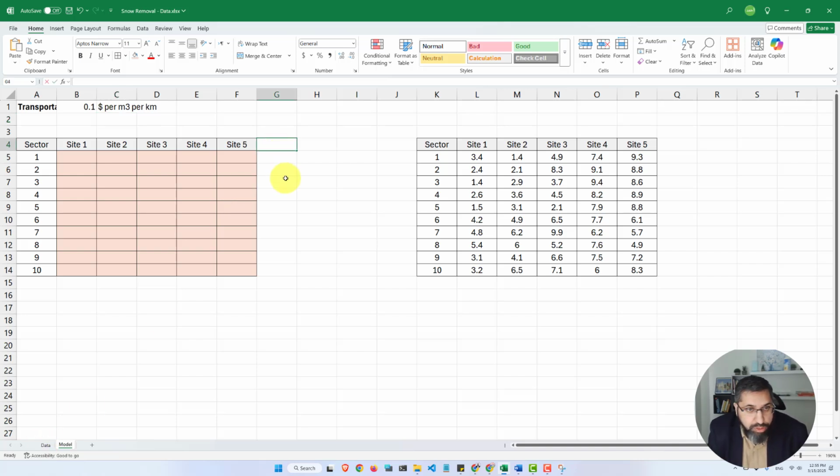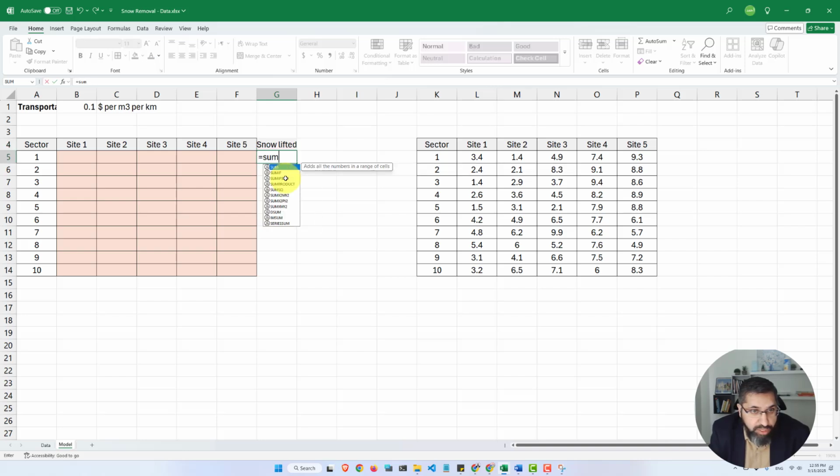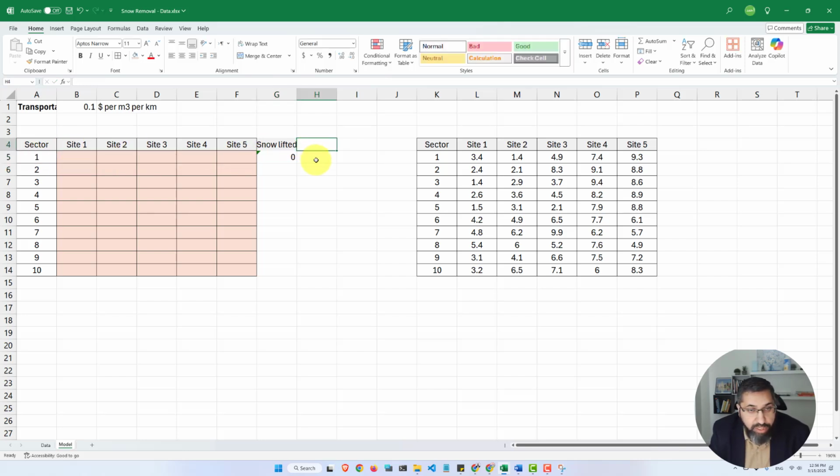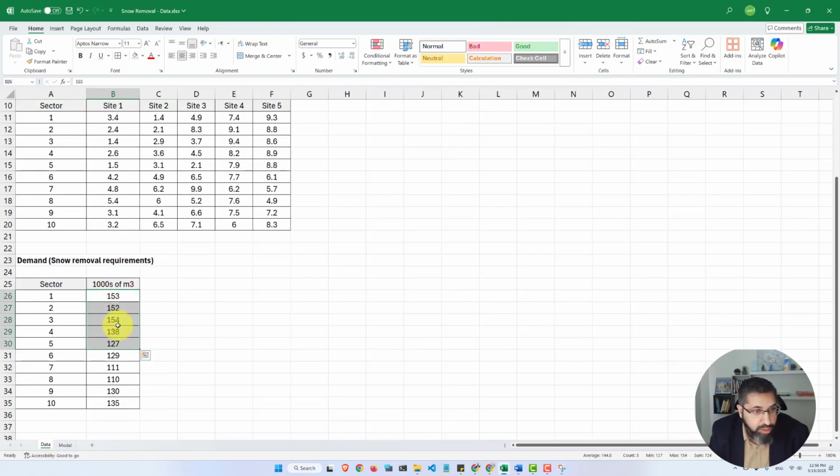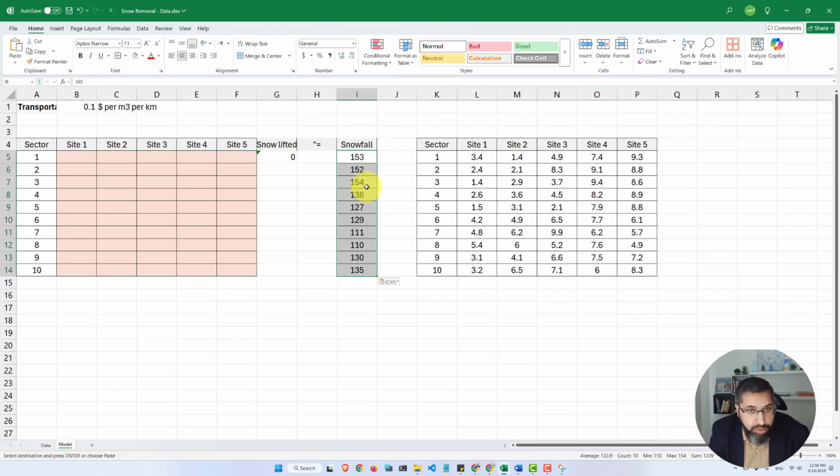The total snow lifted from each sector is going to be the sum of each row. So if I sum up these values, which is how much snow goes from sector 1 to each site, that's the total snow lifted. That has to equal the snowfall, right? Because I have to pick up all the snow. So here's my snowfall, my snow removal requirements. And however much snow my trucks lift has to match the snowfall, has to be equal.